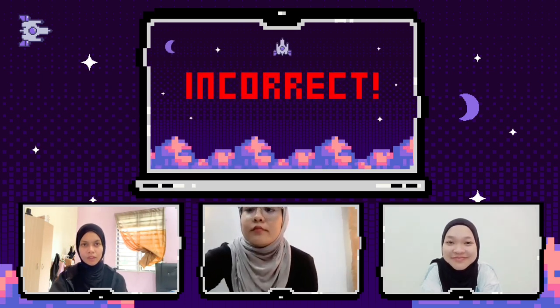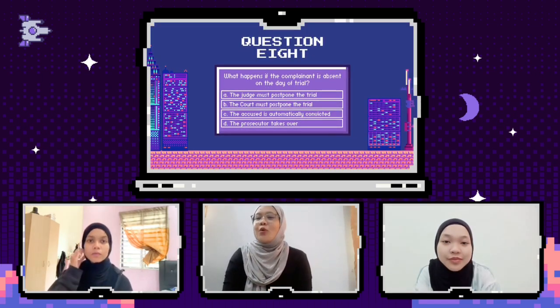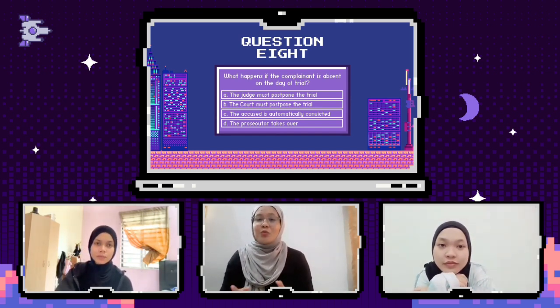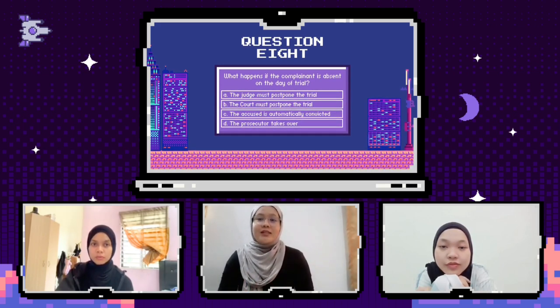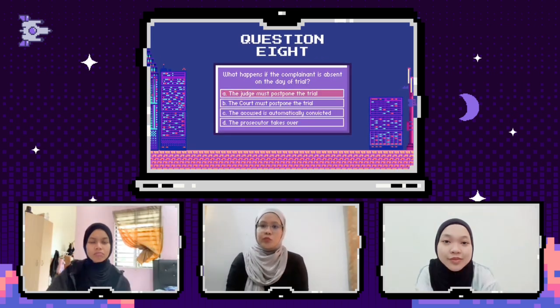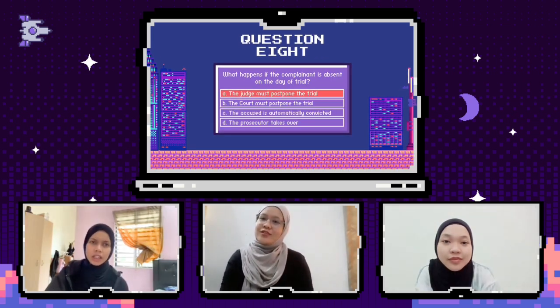Kan? Soalan nombor 8. What happens if the complainant is absent on the day of the trial? A. The judge must postpone the trial. B. The judge may discharge the accused. C. The accused is automatically convicted. Or D. The prosecutors take over. Kita jawab A, mestilah dia akan tangguh.